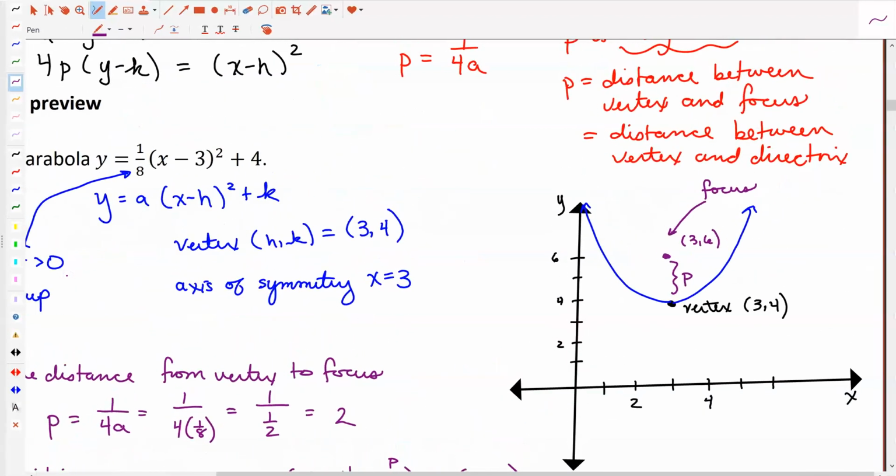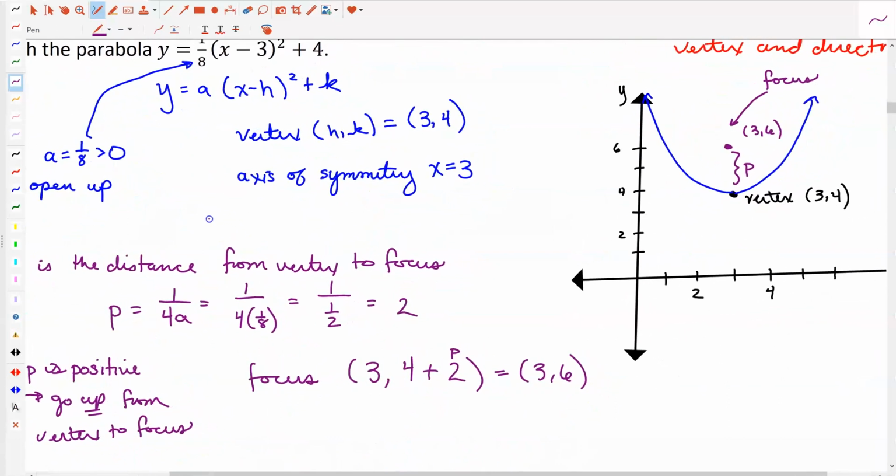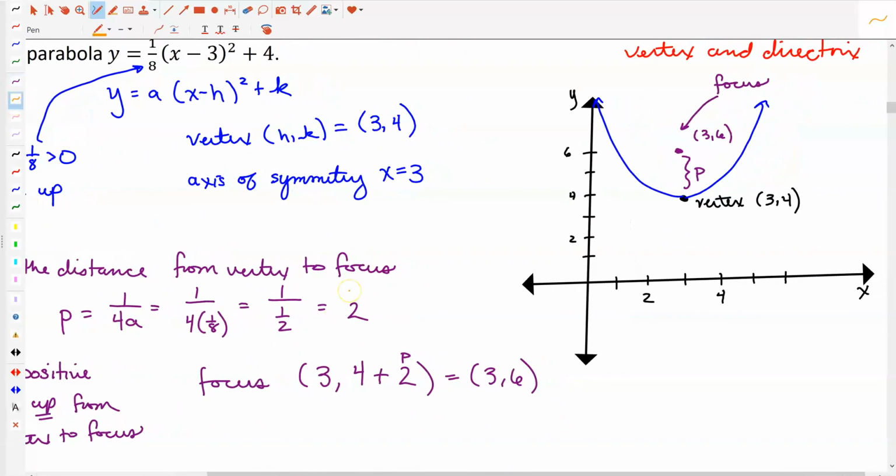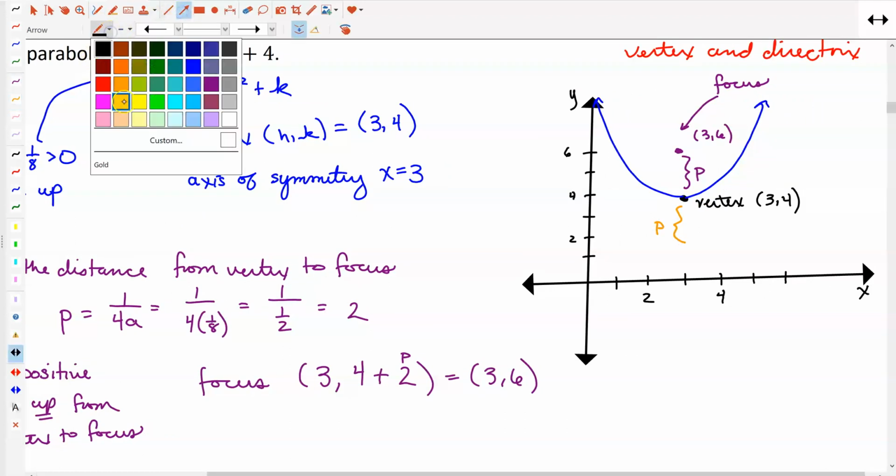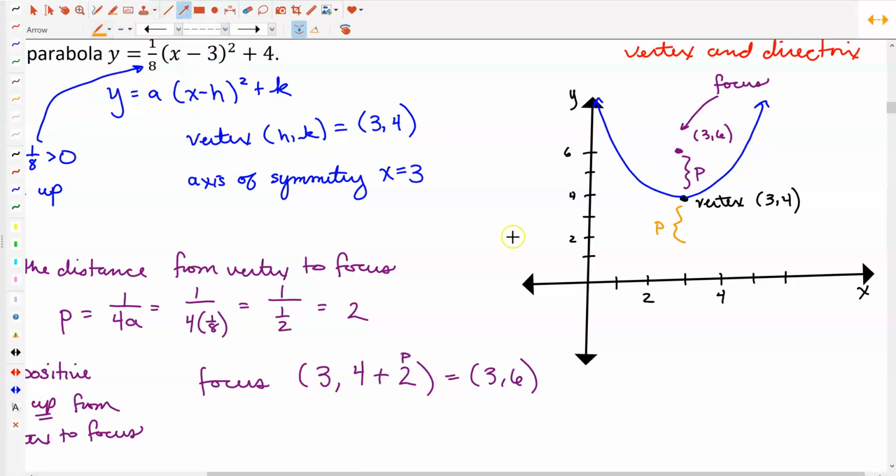Now, I also said that p not only was the distance between the vertex and the focus, but it's also the distance between the vertex and the directrix. So if I go the other way with this value for p, I'm going to do this in the same color, we'll dash it, this right here is the directrix. If my vertex is at (3, 4), so the y-coordinate was 4, and I go down 2 on the y-axis, the equation for my directrix is going to be y = 2.